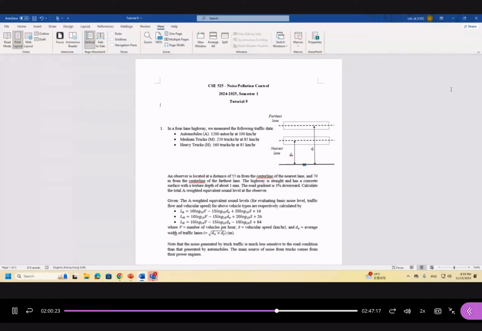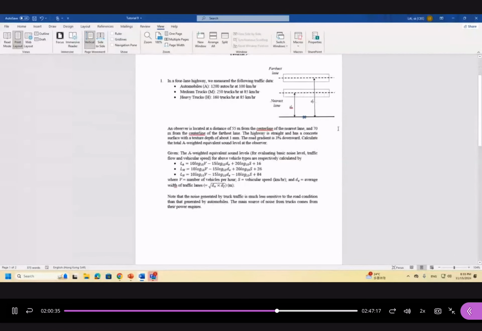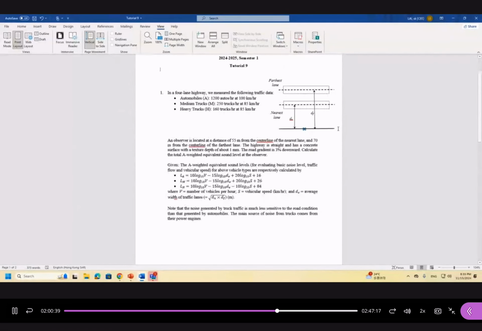Okay, let's come back to the last session. In tutorial number 9, you can download these two questions from the Blackboard. There are two questions. For the first question, you may consider the use of these three equations and the relevant equations in the lecture notes to do calculations. Please bear in mind that there is a remark here.